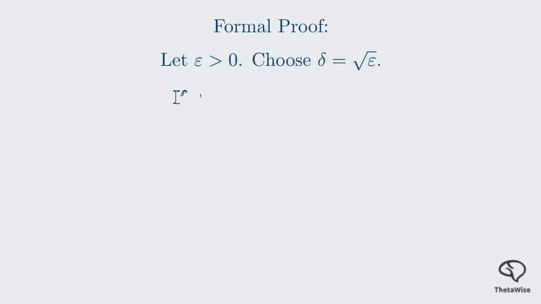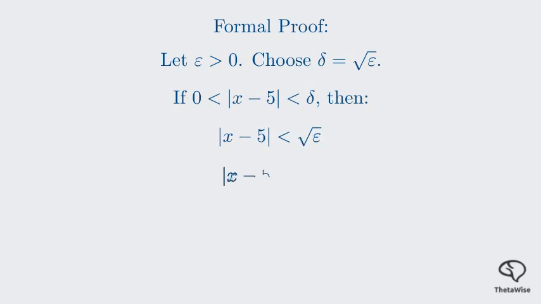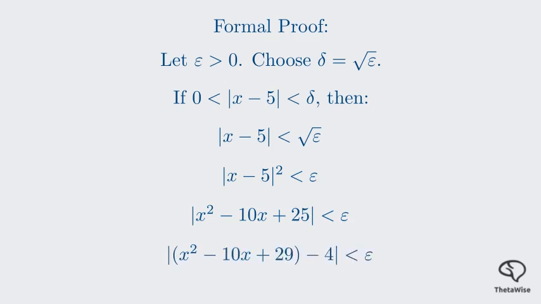If the absolute value of x minus 5 is less than delta, then the absolute value of x minus 5 is less than the square root of epsilon. Squaring both sides, the absolute value of x minus 5 squared is less than epsilon. We rewrite the left side as the absolute value of x squared minus 10x plus 25, which is less than epsilon. And this is exactly what we wanted to show, completing the proof.